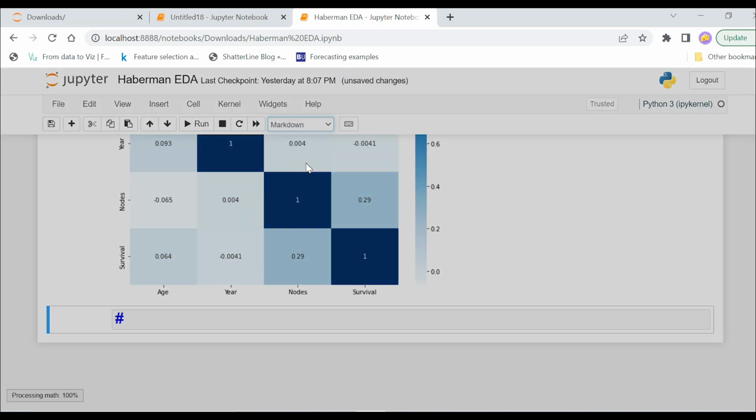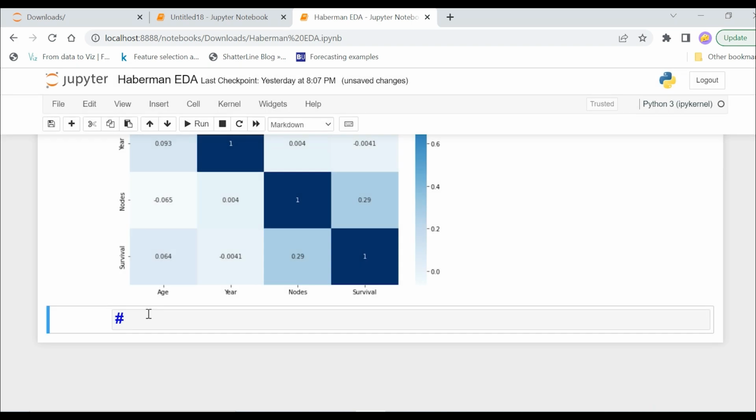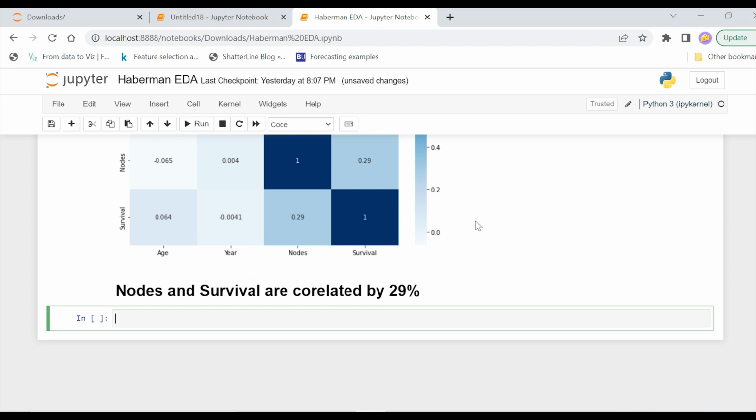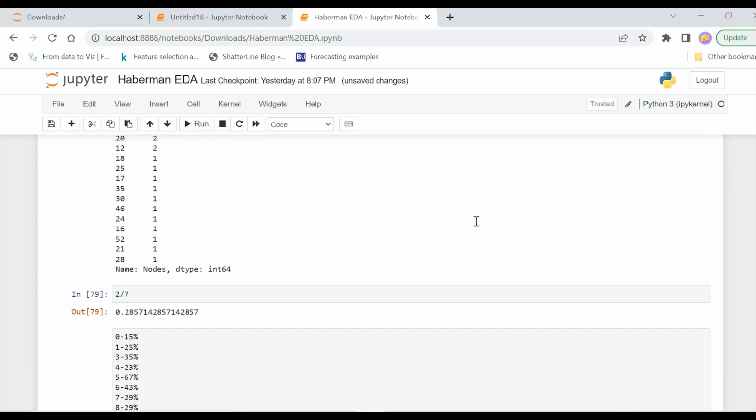You can use this as the final conclusion: nodes and survival are correlated by 29%, which is the highest. That's it. So this is the end of your EDA.